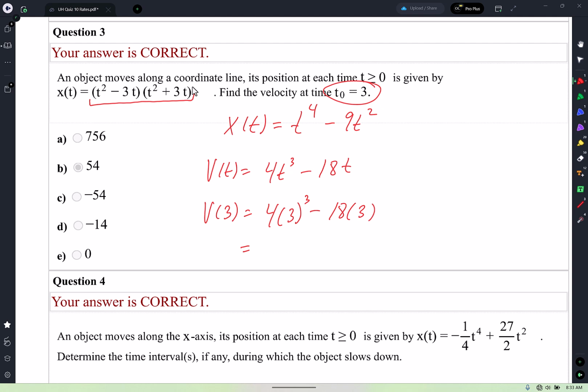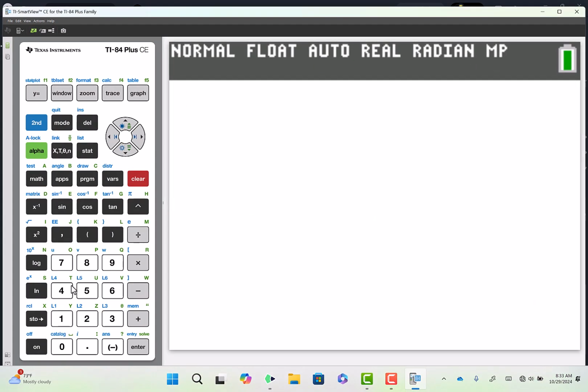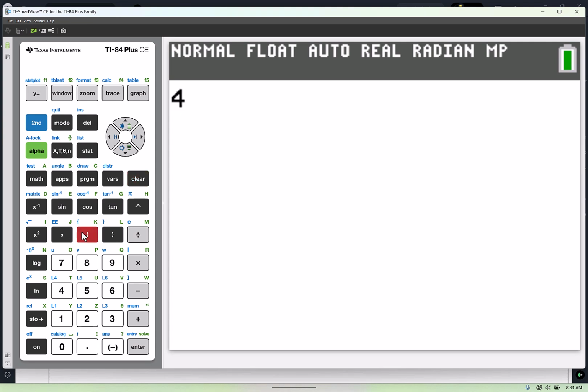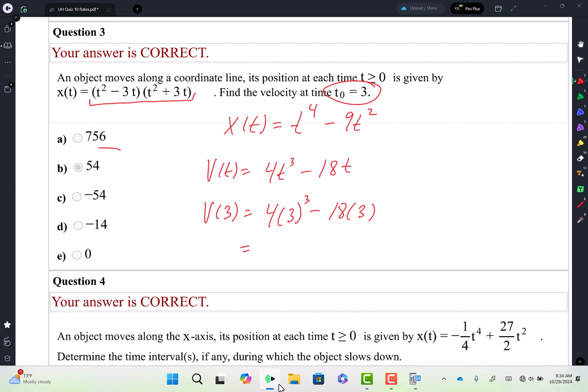Let's see. 3 cubed, 27. 27 times 4. I'm just going to do the calculator. 4 times 3 cubed minus 18 times 3. There it is, 54. Look for 54, and this person got it right. Yay.